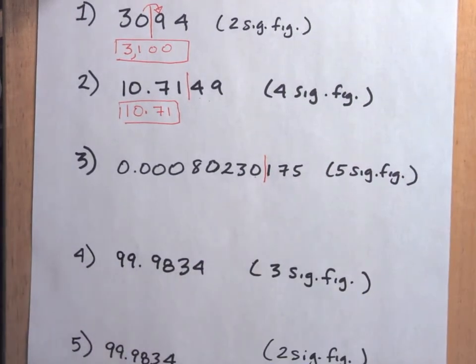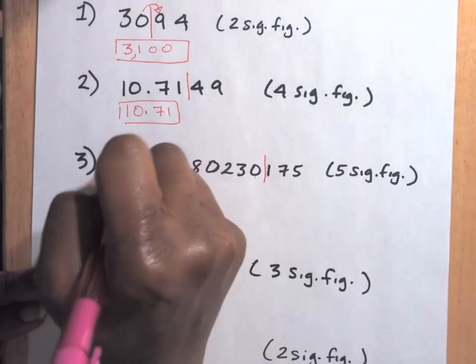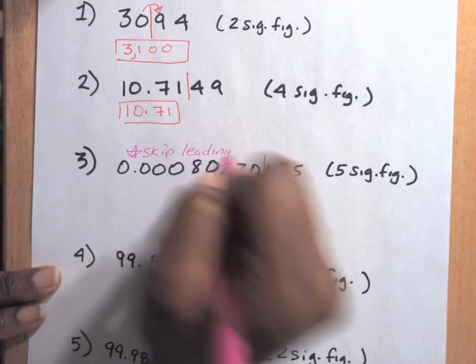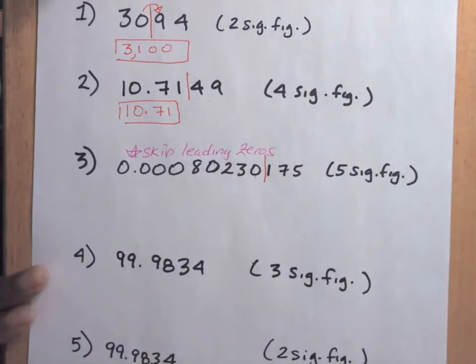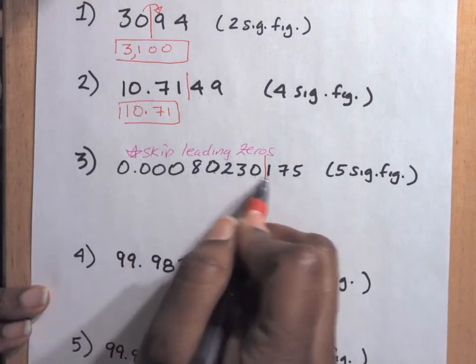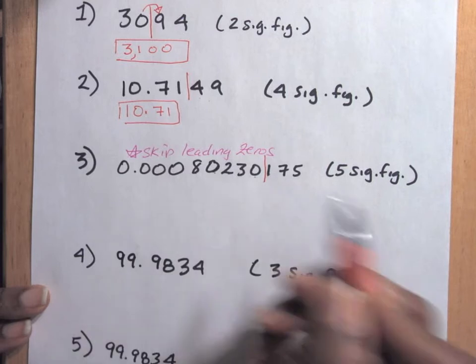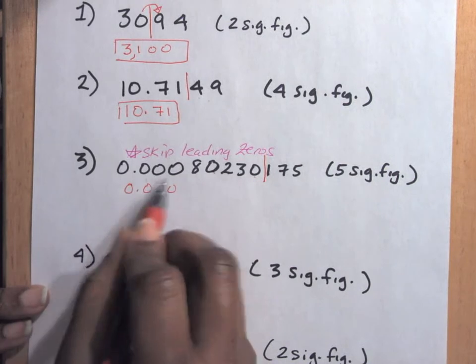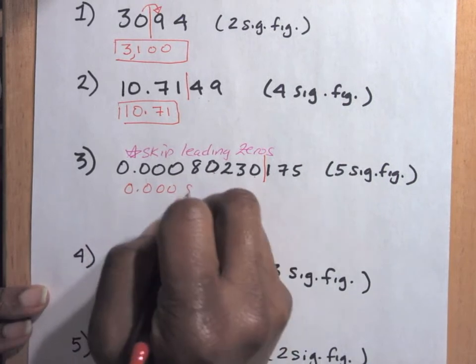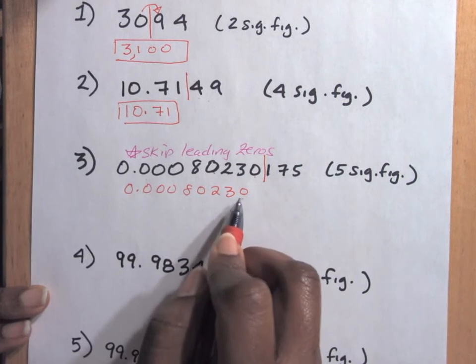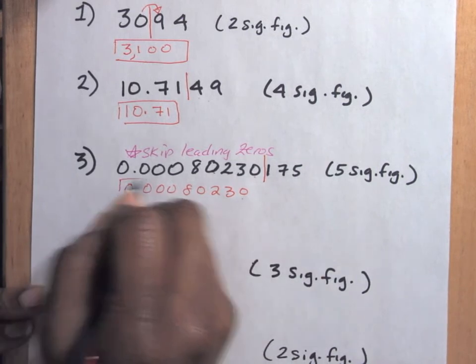So let's make a little note here. I'm going to say skip leading zeros, because remember, those zeros are just so that people know that it's less than 1. All right, so my cutoff here, I'm counting 1, 2, 3, 4, 5. It's between the 0 and 1. And so now when I write my answer, I write 0.00, so all these zeros come down because they're placeholders, then 80230. And I do include that last digit there. That 0 is a significant 0. So I can write my value like that.